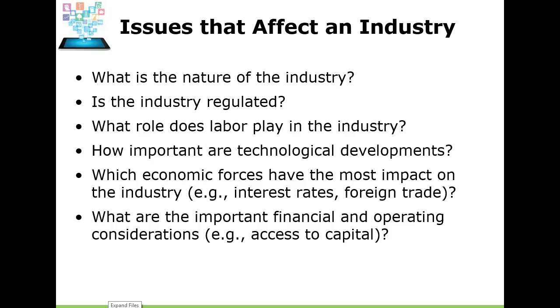Economic forces, how they impact the industry. So, interest rates are going to impact the housing industry and the automobile industry a lot faster than some other industries.